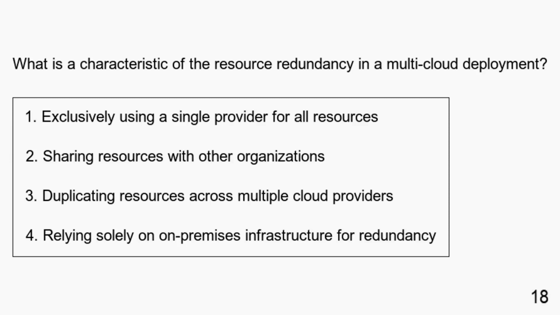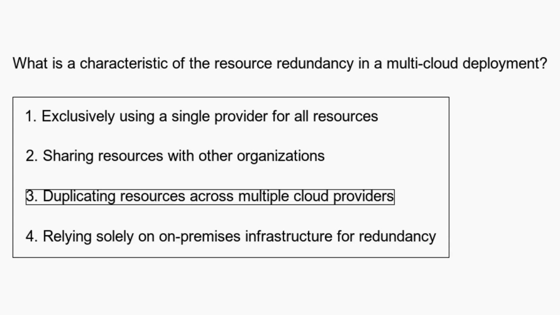Exclusively using a single provider for all resources. Sharing resources with other organizations. Duplicating resources across multiple cloud providers. Relying solely on on-premises infrastructure for redundancy. Resource redundancy in a multi-cloud deployment involves duplicating resources across multiple cloud providers to enhance availability and resilience.